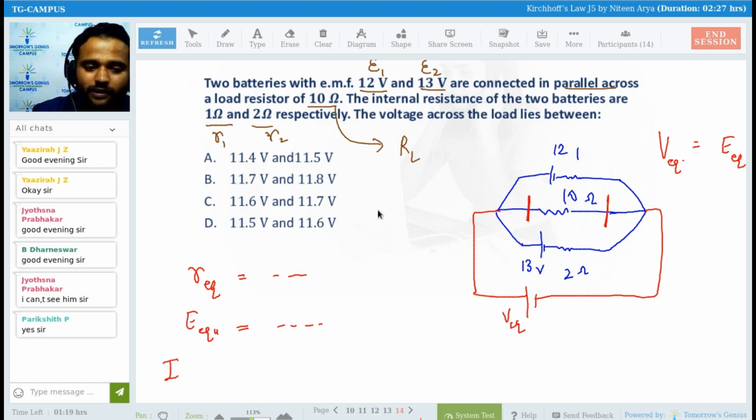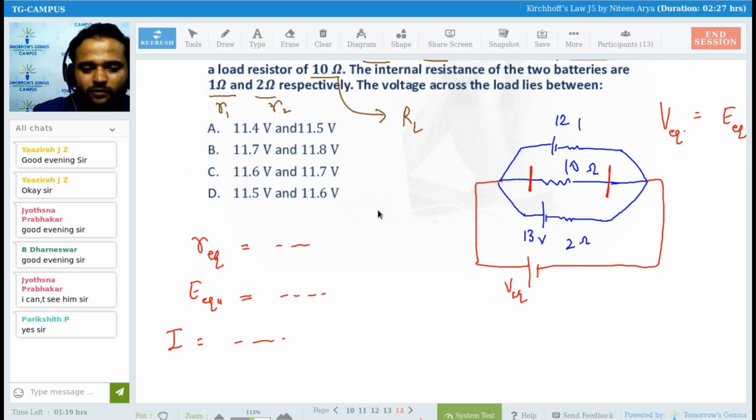And when you get I, just multiply V. One is saying D, one is saying B. Please, someone say A or C also.